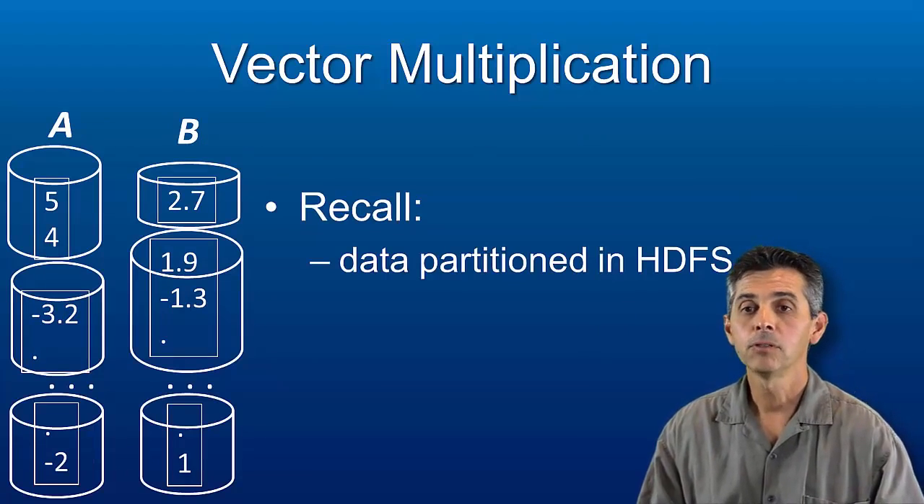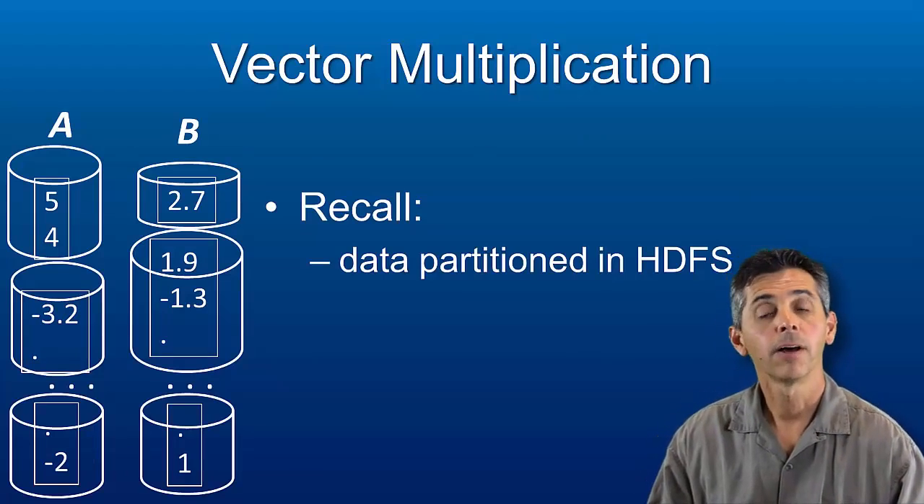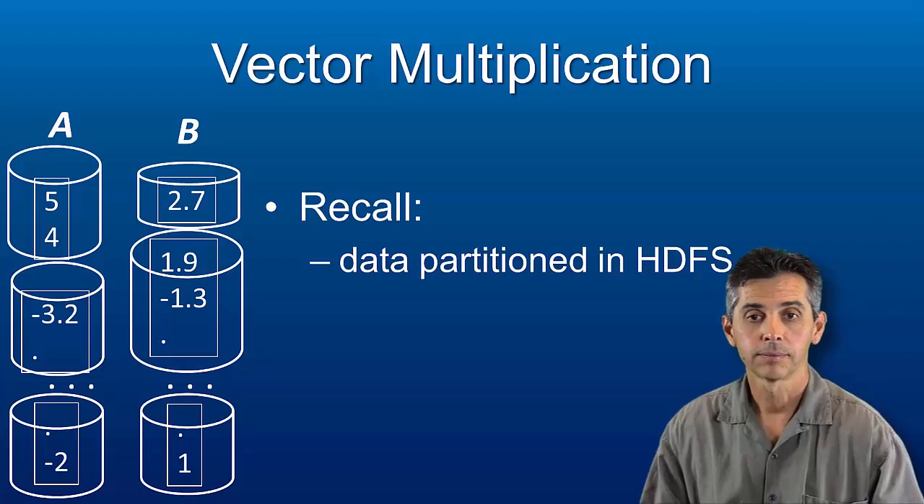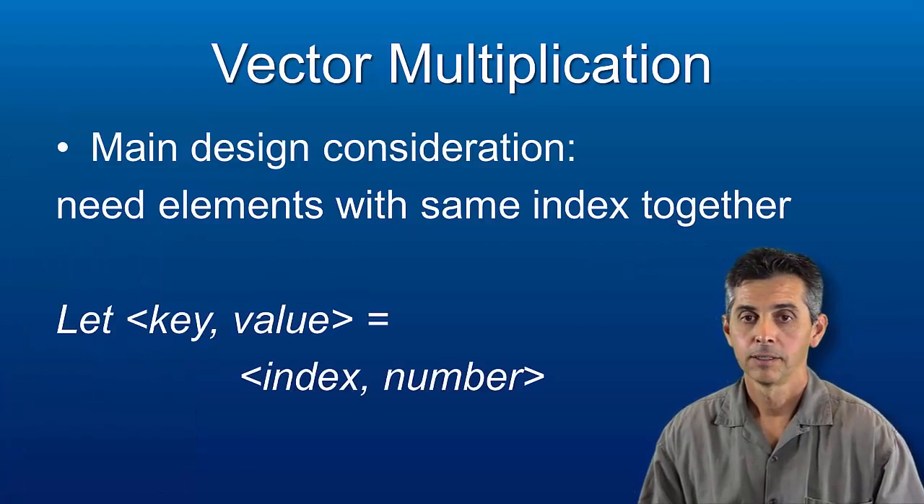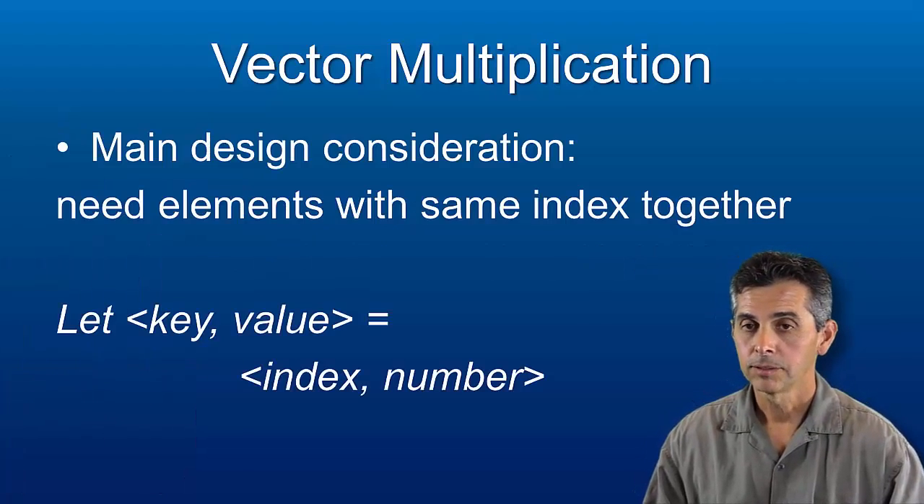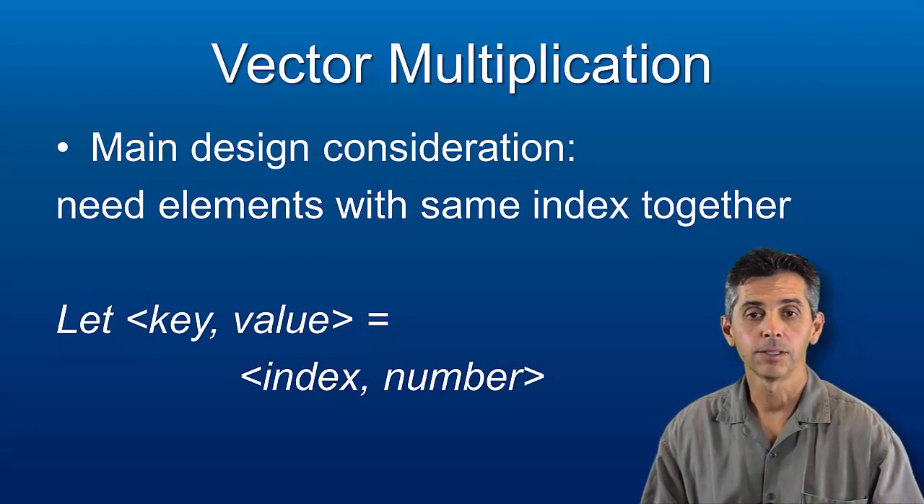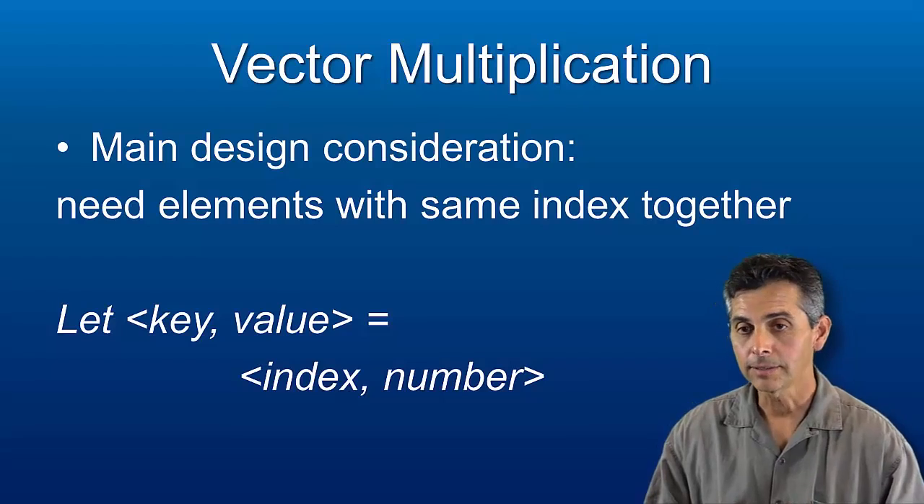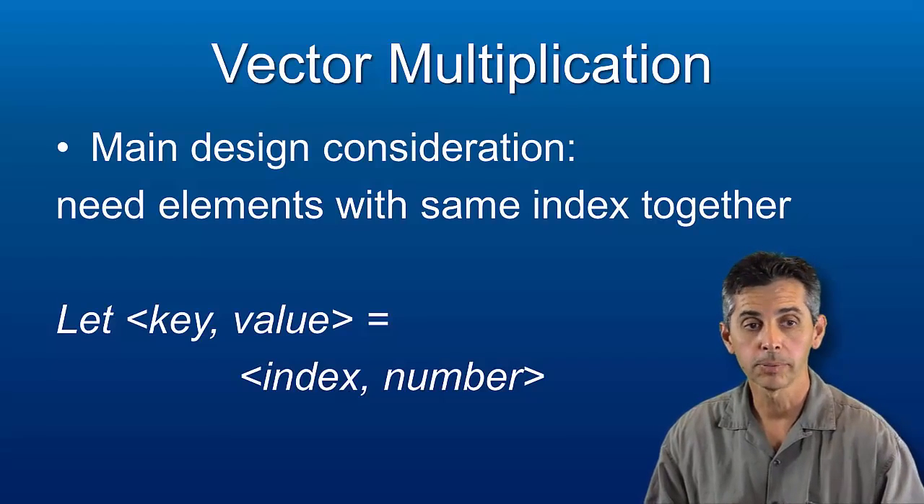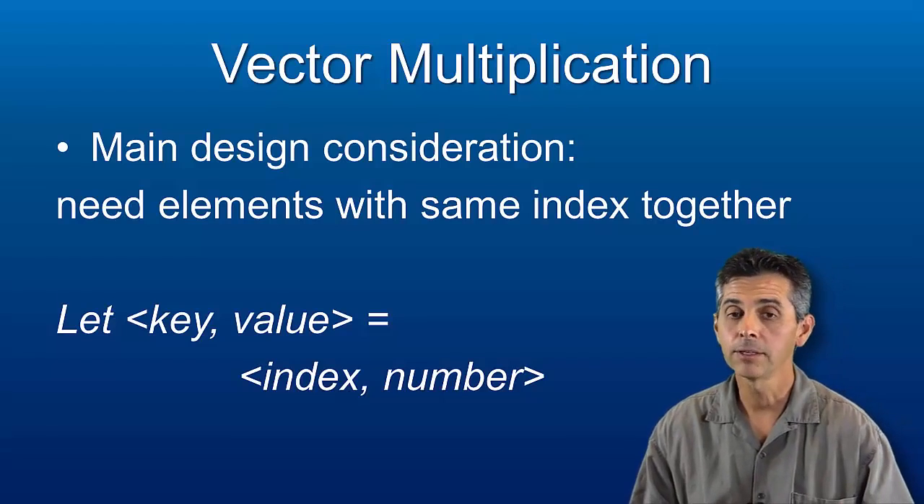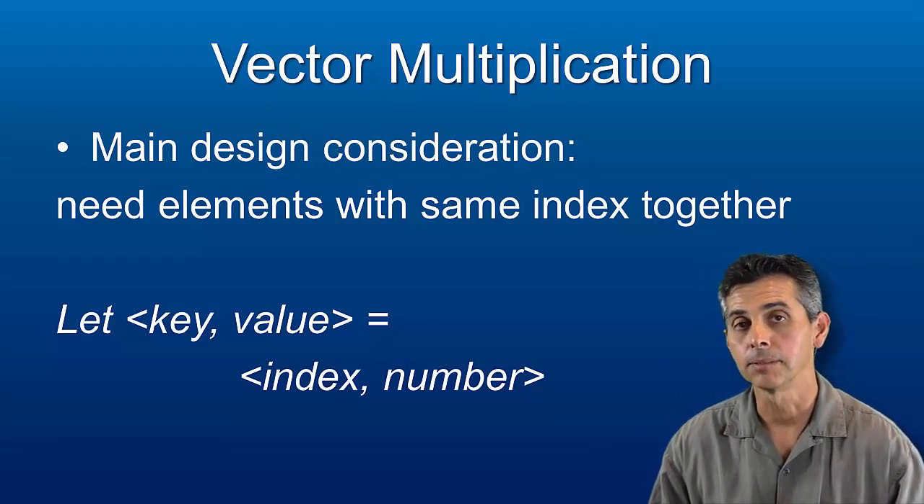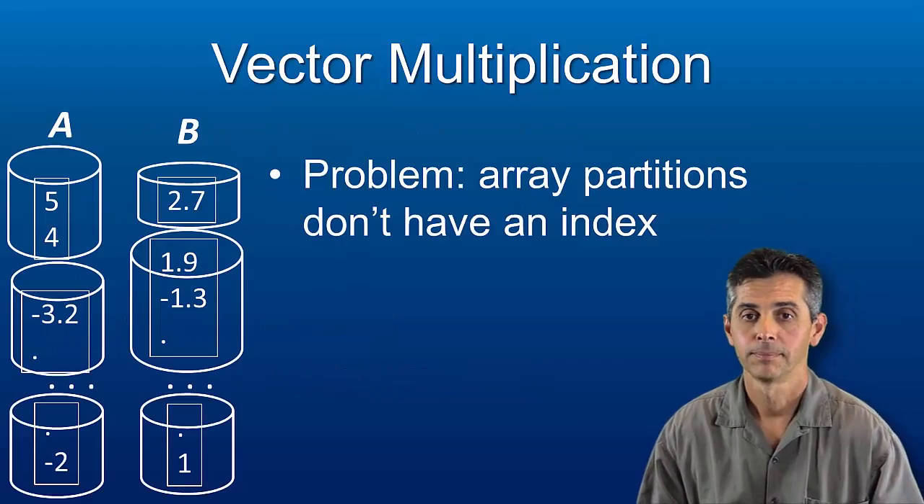Let's imagine we have two files that are very large vectors, and the files are partitioned in HDFS. To implement vector multiplication in MapReduce, our main design consideration is that the elements with the same index have to be grouped together in order to be multiplied. So the key value should be something like index and the number from the array.